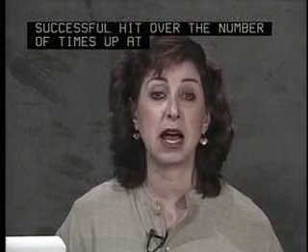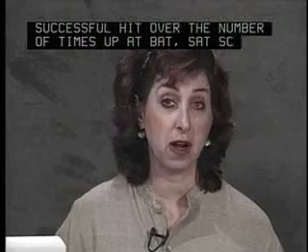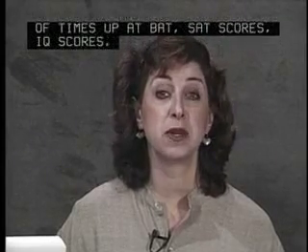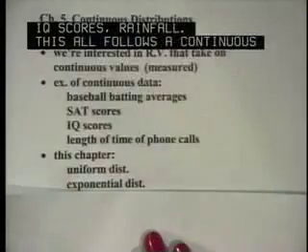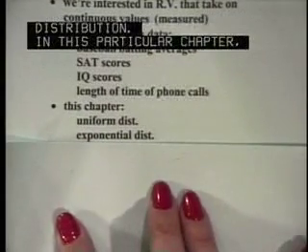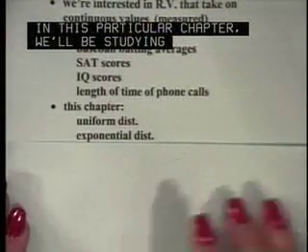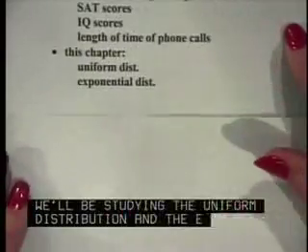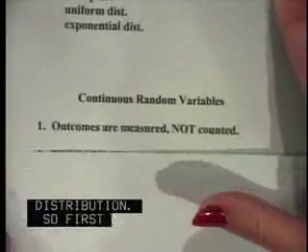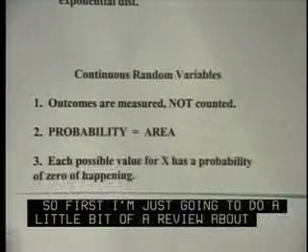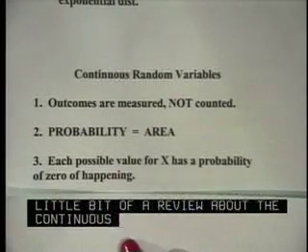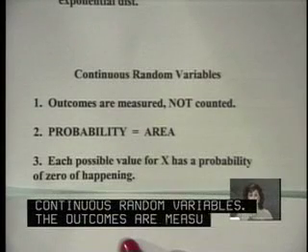SAT scores, IQ scores, rainfall. This all follows a continuous distribution. In this particular chapter, we're going to be studying the uniform distribution and the exponential distribution. Well, so first, I'm just going to do a little bit of a review about the continuous random variables. The outcomes are measured, not counted.